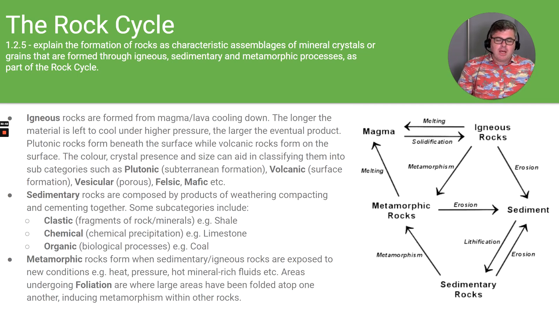Some of these subcategories include clastic, which is fragments of rock and mineral that have been put together, like shale. Chemical, which is chemical precipitation, includes stuff like limestone, which was chemically dissolved, then reformed somewhere else. And then there's organic, for instance, coal.